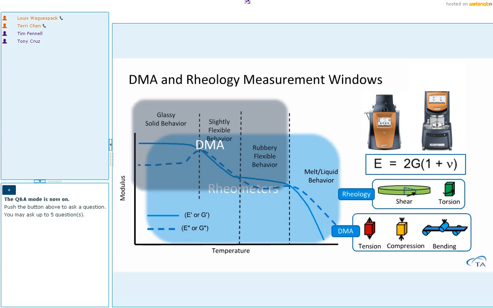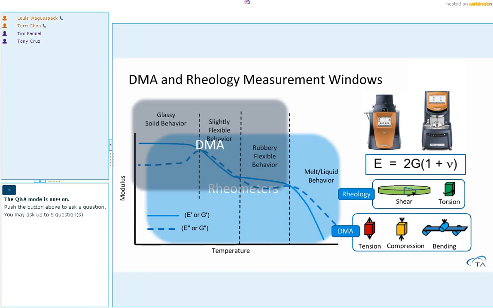This diagram provides a very good illustration of the DMA and rheology measurement windows. A rheometer is capable of doing temperature ramp experiments to measure the viscoelastic properties of samples over a wide range. It can measure samples from low viscosity liquids all the way up to high stiffness solids. However, a rheometer only conducts measurements under shear deformation mode. Even when using a rheometer to measure a solid sample, it conducts the test in torsional mode. So the rheologically measured modulus is defined as G, the shear modulus.